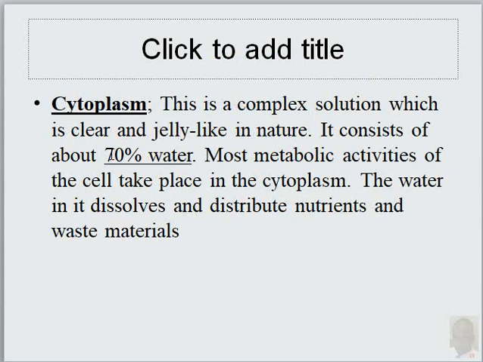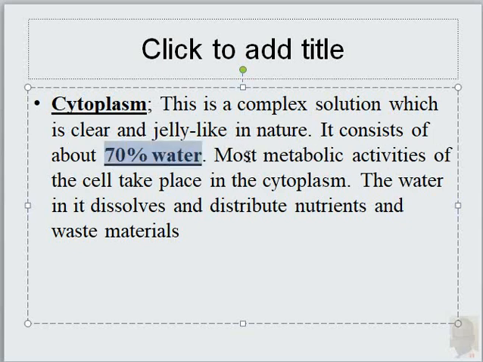The cytoplasm now is a complex solution which is clear and jelly-like in nature. It consists of about 70% water. Important to know, there's a lot of water in the cell cytoplasm. Most metabolic activities of the cell take place in the cytoplasm, right? As a result, you can have a lot of waste materials there, as well as a lot of food material. So the water in it dissolves and distributes the nutrients throughout the structure of the cell. So the cytoplasm is important for the metabolic reactions that are occurring within the cell. Good.